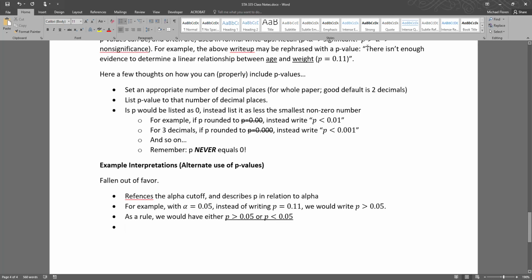So for an example, let's take this exact same section that we had, copy and paste it, and now instead of having that p-value written out, we have p is greater than that alpha level 0.05.